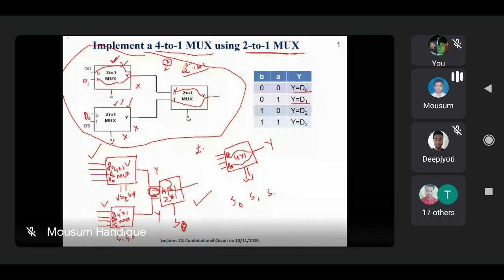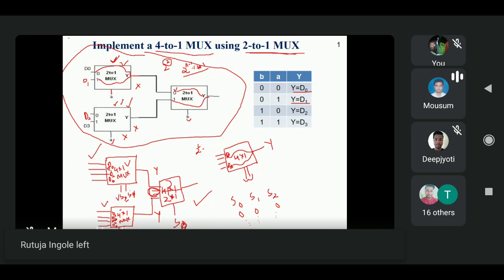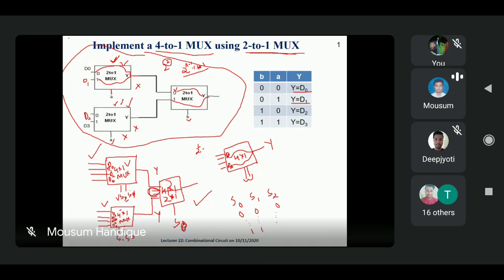So how many combinations are there? It is 2 to the power 3, which means what? It goes from 0, 0, 0 up to 1, 1, 1. Yes or no? Yes, sir. It is going up to 1, 1, 1. So this one is 1, this one is 1, and this one is 1.